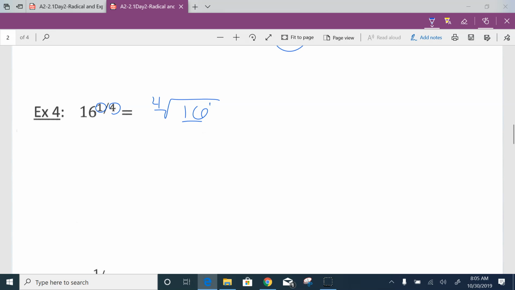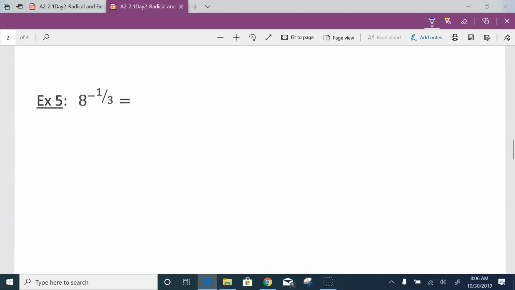All right, so I need to know what number times itself 4 times. Some mystery number times itself again, times itself again, times itself again will give me 16. If you look back at your chart, take a quick second, you should get that the answer in this case would be 2. 2 times 2 is 4, 4 times 2 is 8, 8 times 2 is 16. So the 4th root of 16 is positive 2. So there's our answer. Pretty simple. It's just another way of thinking about multiplying and dividing.